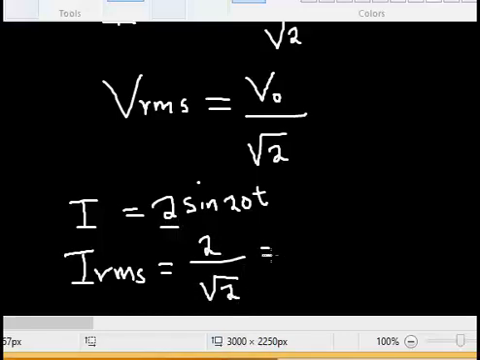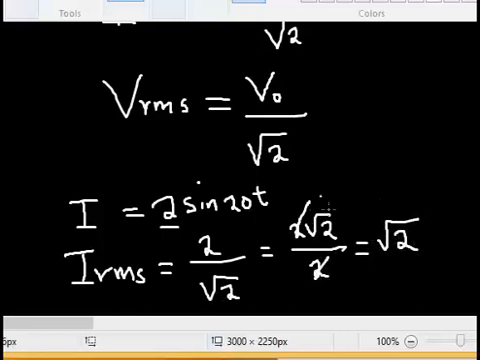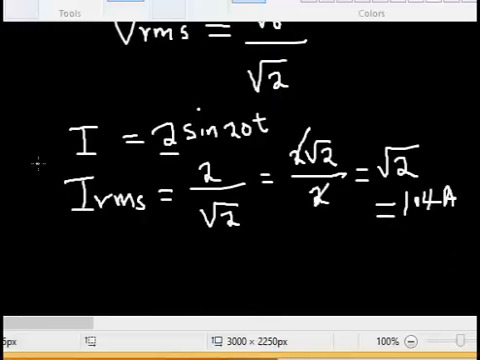Of course, if you should simplify this, you should have 2 root 2 all over root 2 times root 2. I'm just rationalizing. Root 2 cancels root 2, that's root 2. But just in case you don't know what I did, just use a calculator and get your answer. If you find the square root of 2, that's going to be 1.4 ampere approximately. So please take note of that. That is how to evaluate the root mean square value of an alternating current.